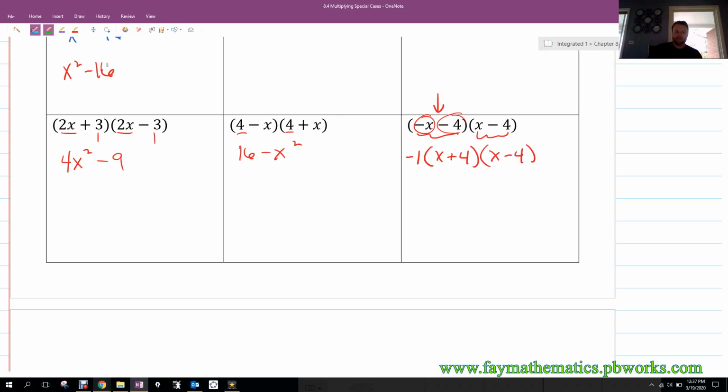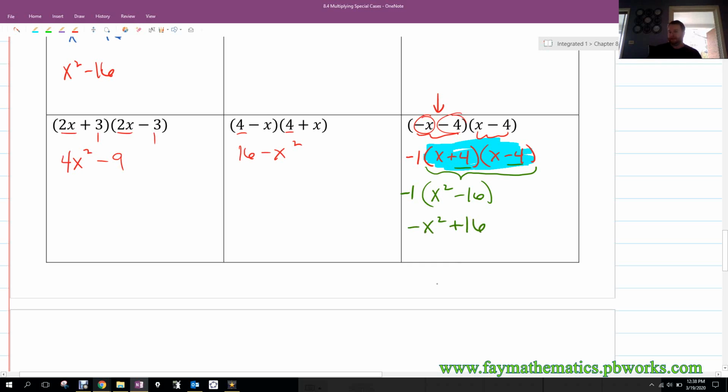And what happens is that you see that now this is a set of conjugates. So we can go first times first, which is x times x, giving me x squared. And then last times last gives me negative 16. And that's what would be replacing that set of parentheses, or that product. Remember, there's still this negative 1 out here. If I distribute that negative 1, I get negative x squared plus 16. Okay? So that's a quicker way of doing that problem.